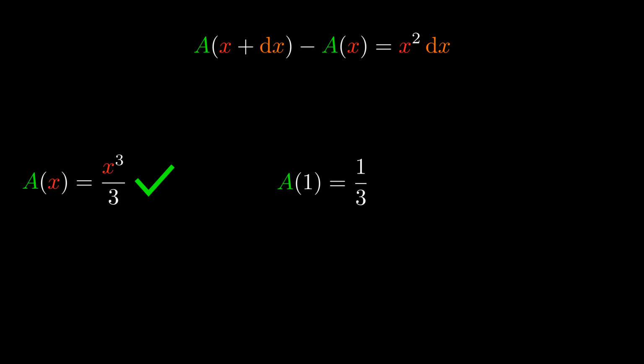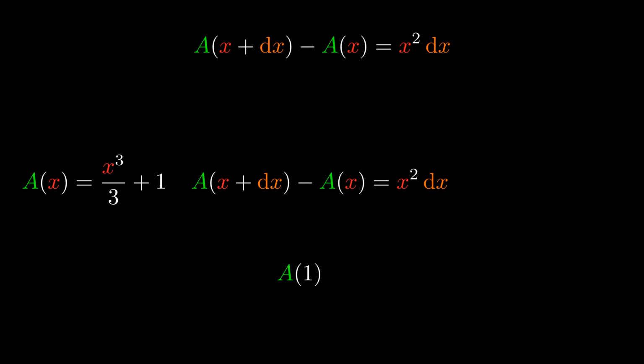But wait, what if another function satisfies this condition? Instead of a being x cubed over 3, let's make a be x cubed over 3 plus 1. Then using the same arguments, you can verify that this difference equation is still satisfied. So the area should be a of 1, which is equal to 4/3. It seems that this method can produce multiple different answers for the same area. So what's wrong with what we just did?